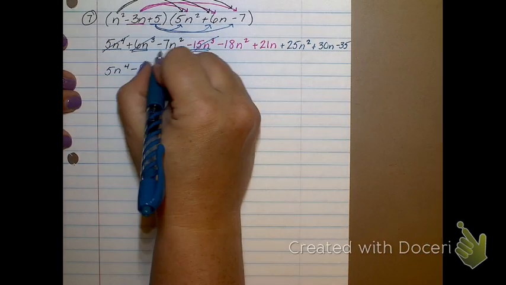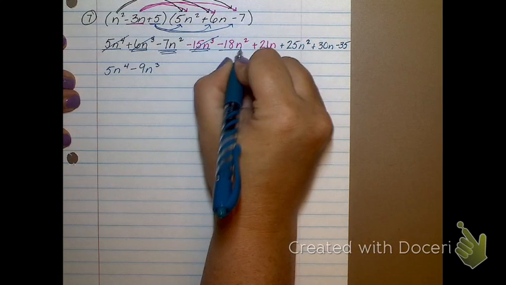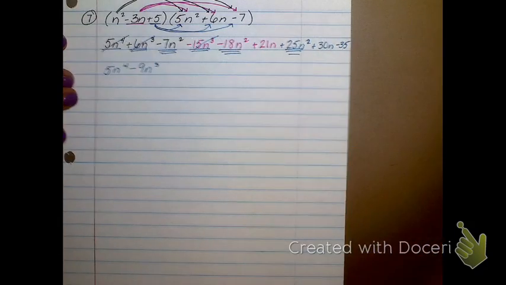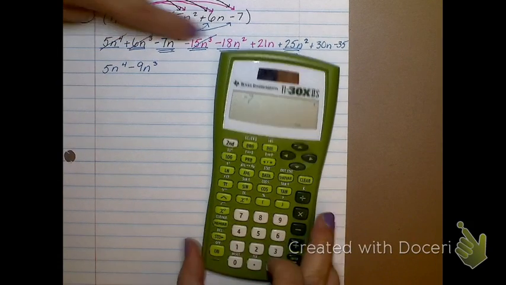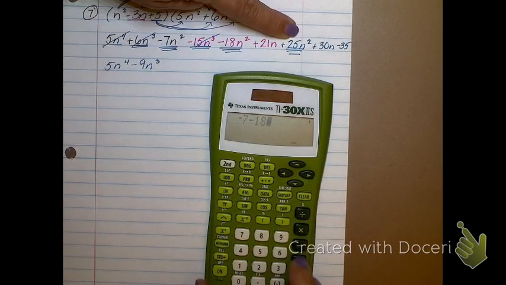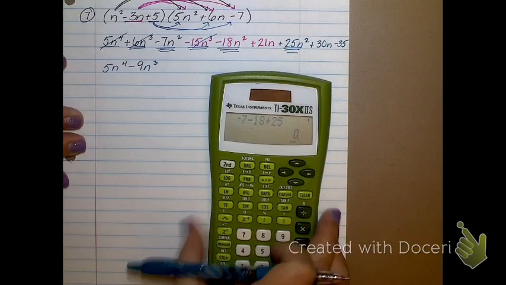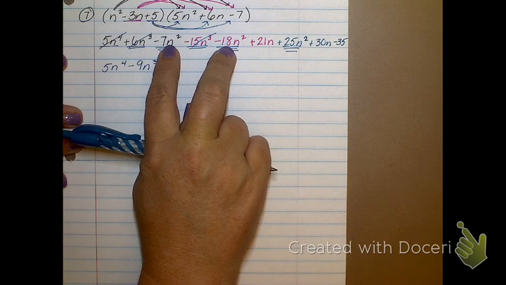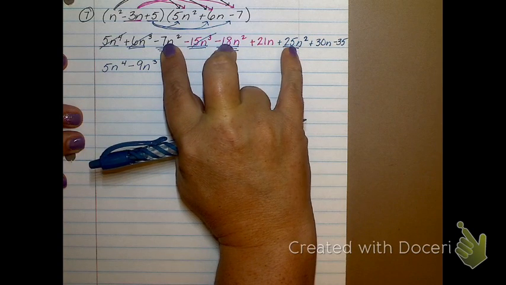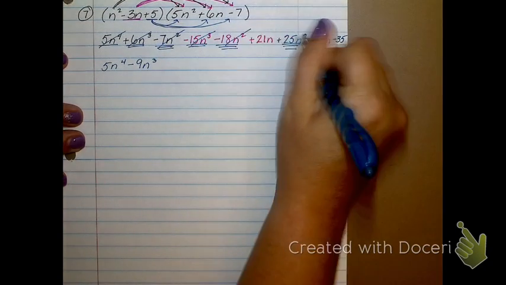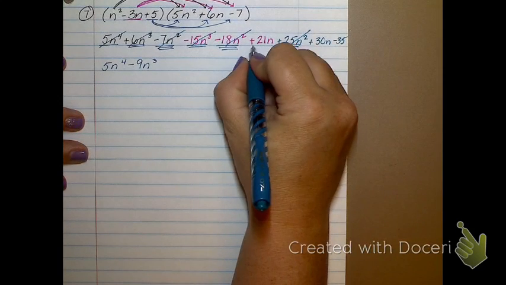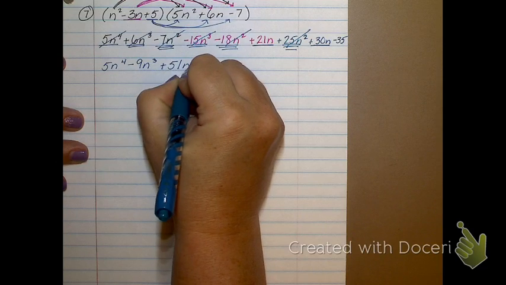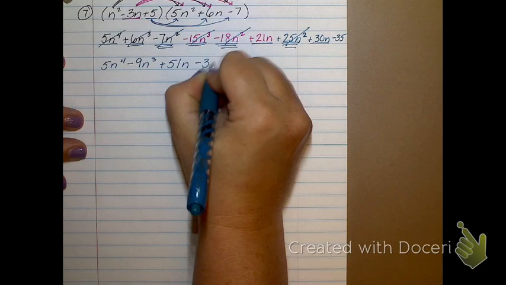The n squareds. I got one here, here, and here. So let's see. Negative 7 minus 18 plus 25. Whoa, 0. What happened? What did those two together give you? Negative 25 and positive 25. They cancel each other out. So they just drop out. And I just move on. So I have 21n and 30n would be 51n. And finally, negative 35.